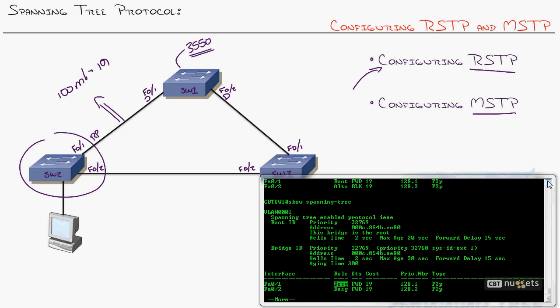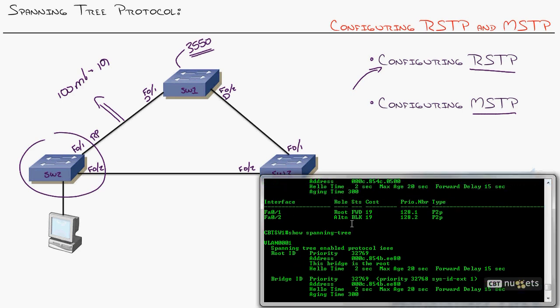Now, we also noticed when I was on switch 2, FastEthernet 0/2 is the alternate or blocked port. So right there, it put that block on to make sure that we don't end up having a loop around the network in a broadcast storm, right? So we can actually see a whole lot just from doing the show spanning-tree of what the spanning tree topology looks like.